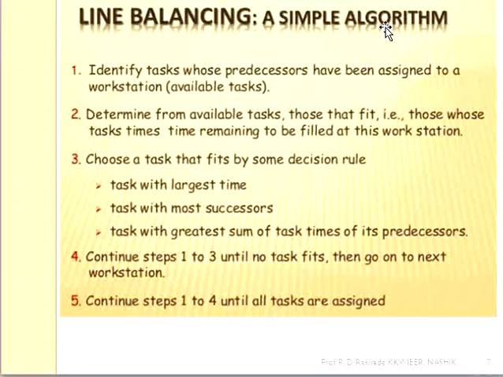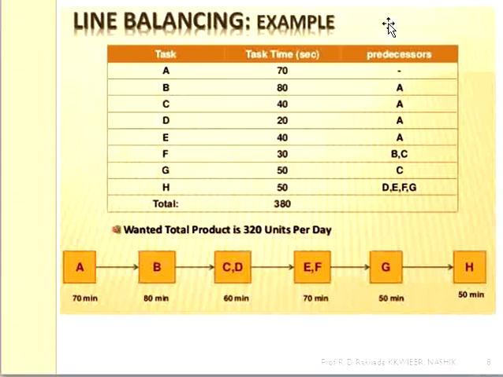Then third, choose a task that fits by some decision rule. It means we consider the largest time, most successors, and greatest sum of task times. I think all these steps will be clear from one example. So we consider first one example, so you can understand all these steps. We consider a small example for line balancing.